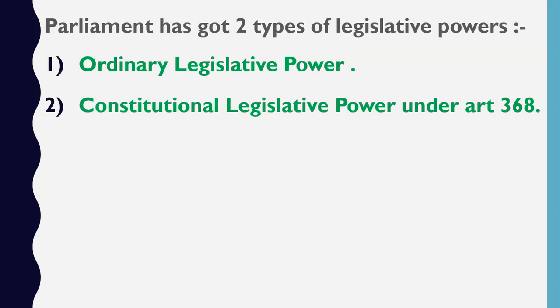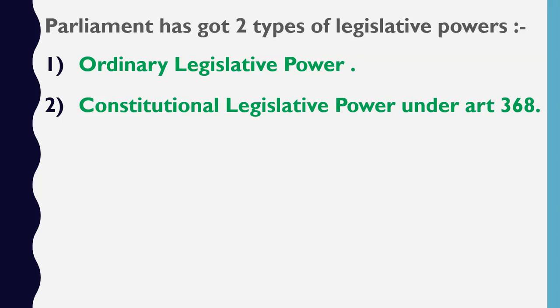Majority means more than 50% of the members present and voting. The second type of legislative power of Parliament is constitutional legislative power under Article 368. So how does a constitutional amendment work? To amend the Constitution, a special majority is needed: more than 2/3 of the members present and voting, supported by an absolute majority of the house.